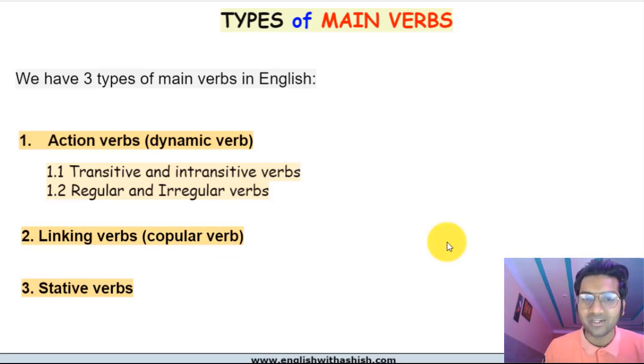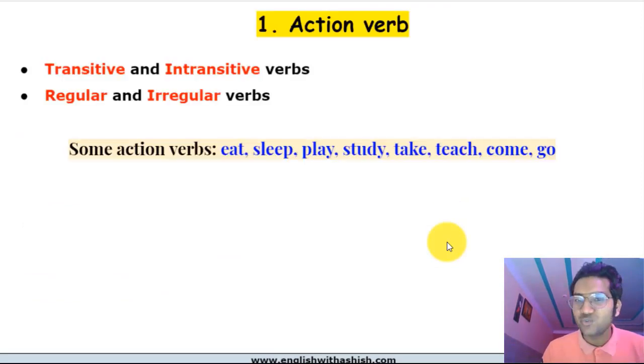We'll start with the very first one, action verbs. So guys, action verbs are the words that show or indicate an action. These are also called dynamic verbs, right? So verbs like eat, when you eat, you perform an action. Sleep, it's an action. Play, it's an action. Study, it's an action. Take, it's an action. Teach, it's an action, right? Come, go, and many more. Most of the verbs are action verbs in English, right? So action verbs are divided into two categories, transitive and intransitive, and regular and irregular.